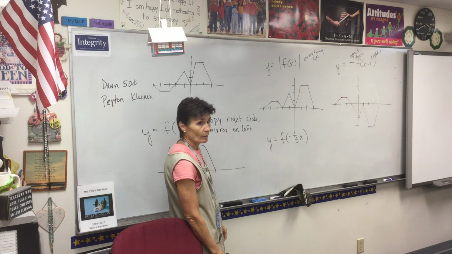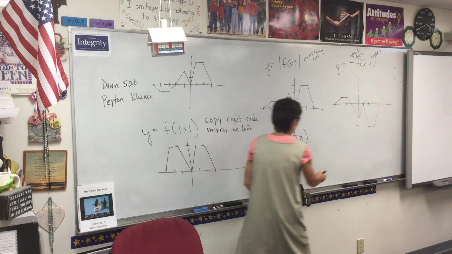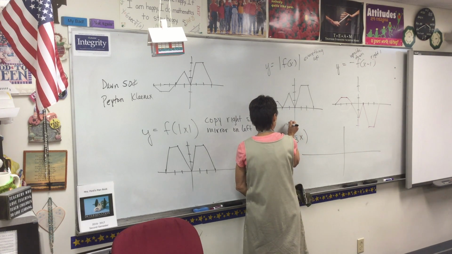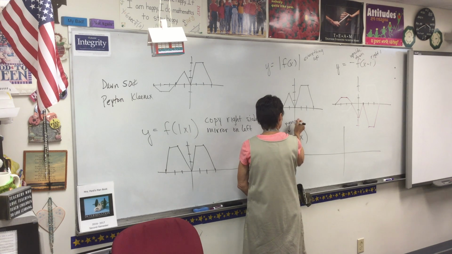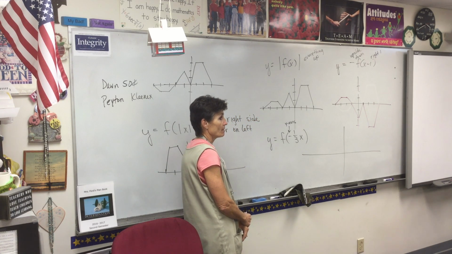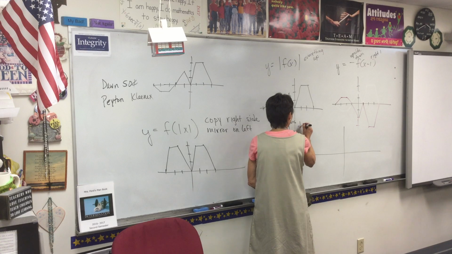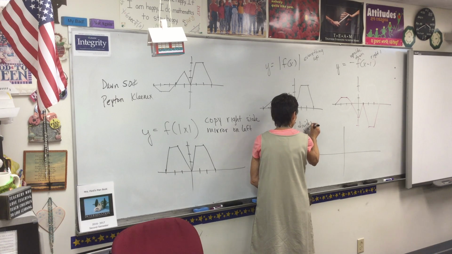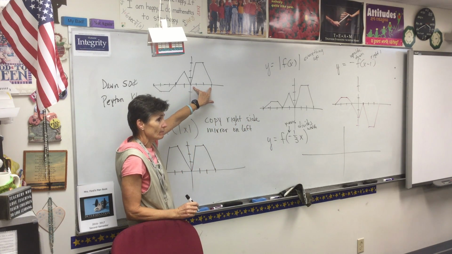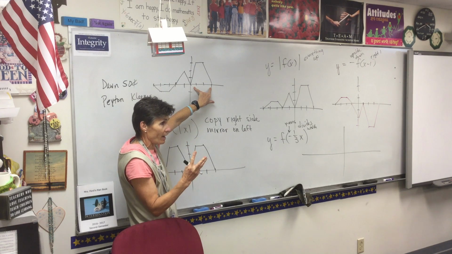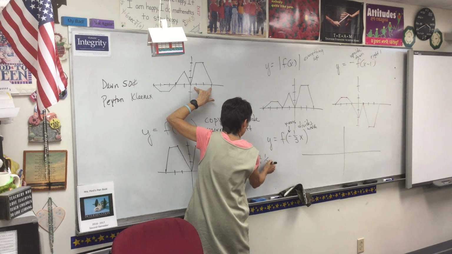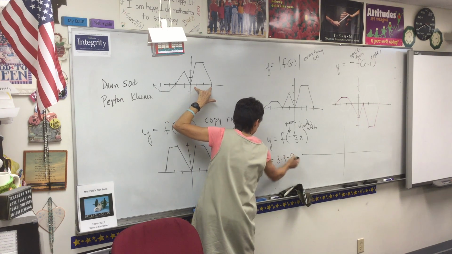So we got a couple of things going on here. What does that negative do? It flips it over the y-axis. And what does the one-third do? It multiplies by 3, right? The one-third divides the width. So, see this trapezoid right here? It is 3 wide. It is now going to be 3 divided by a third, which is 9 wide.